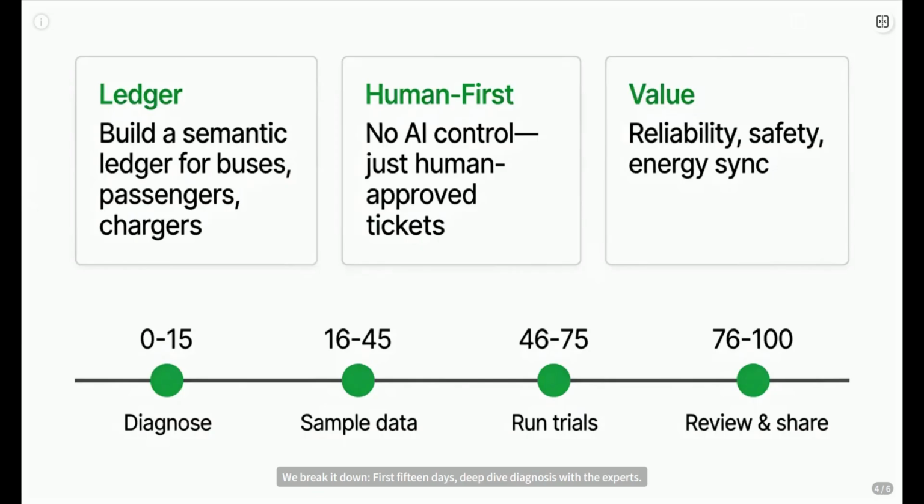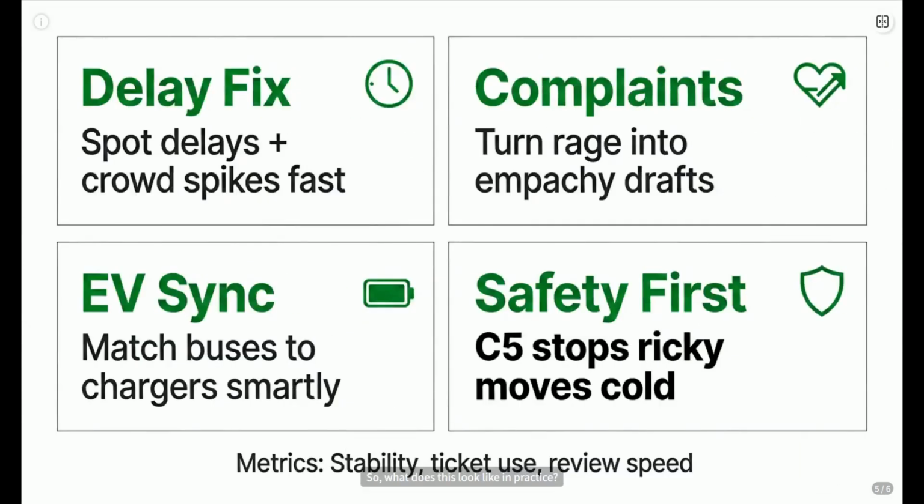We break it down. First 15 days, deep dive diagnosis with the experts. Next 30 days, build the system using sample data. Then 30 days, put it through its paces in a live trial with frontline staff. Finally, wrap up with a thorough review and share the learnings. The payoff? Tangible improvements in service reliability, faster safety responses, better passenger communication, smarter energy use, and a reusable knowledge base.